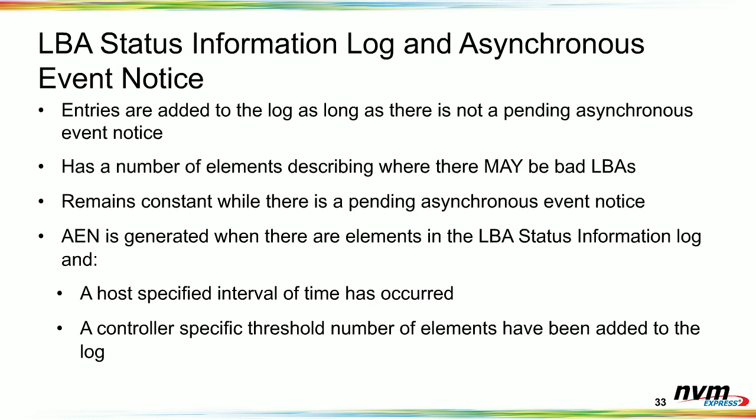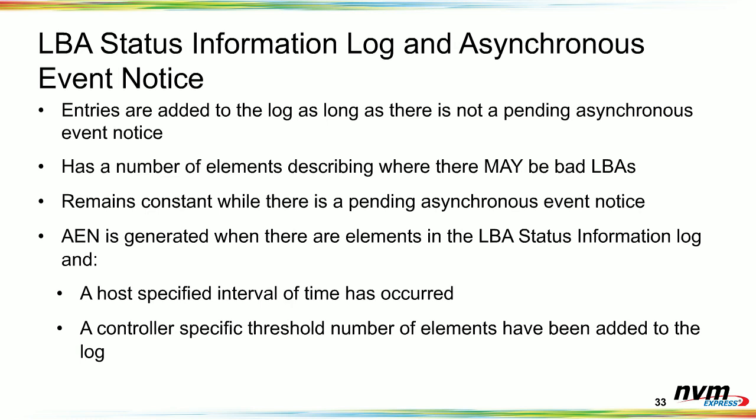The asynchronous event notification is generated when there are elements in the LBA status information log and one of two things has happened. One is a host-specified interval of time has occurred. What this is saying is, I may not want to know immediately every time the controller detects a bad logical block in the background. I'd like to wait 5 minutes in between notices and then get a notice, go out, do my cleanup work, and keep running so that I'm not getting interrupted extremely frequently.